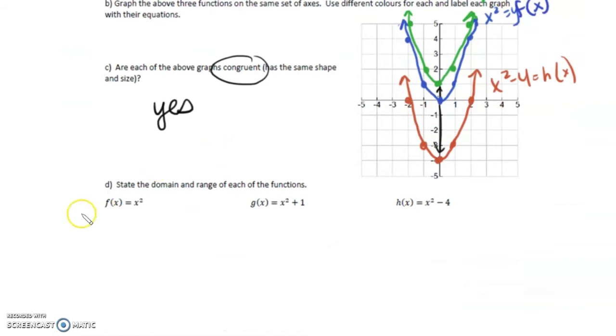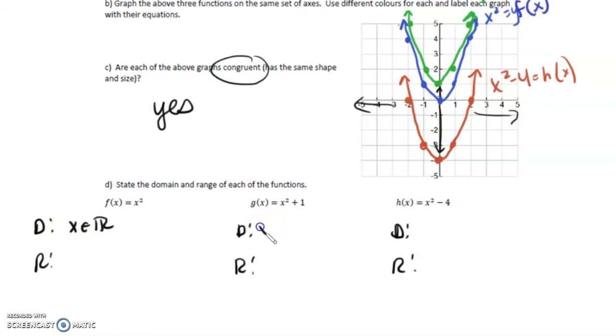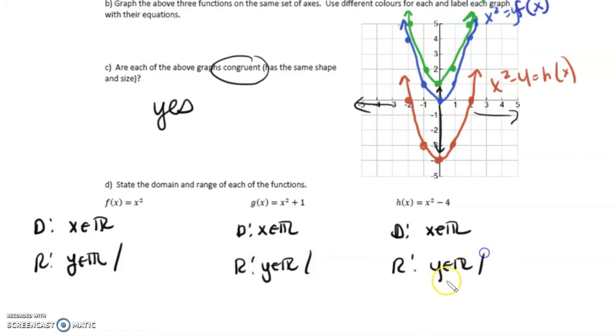Okay, now we're going to state domain and range for each of these. Okay, so let's set up domain and range. For the domain, we can tell that every single parabola goes to the left and the right infinitely. So we're going to simply do x is an element of the real numbers for all of them. Now the ranges is what's going to differ. So we'll open up the ranges with y is an element of the real number system. But there's going to be a restriction on the ranges, okay? So we want to take a look at the vertex.